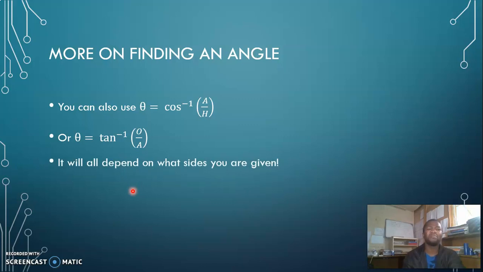So it will all depend on what it is that you are given. So for example, if you are given opposite over adjacent, then you use tan. If you are given adjacent over hypotenuse, then you will use cos. If you are given opposite over hypotenuse, then you will use sine, as we did earlier.